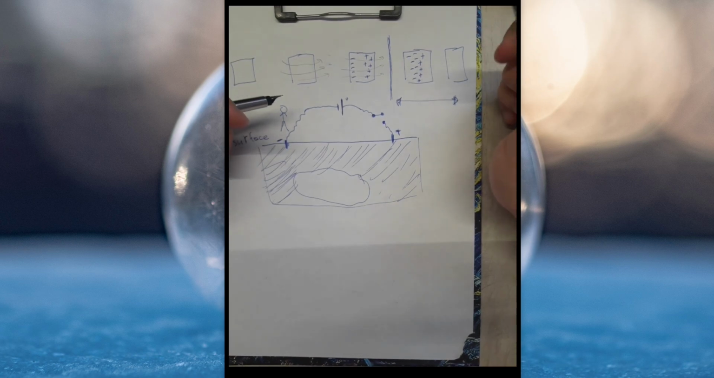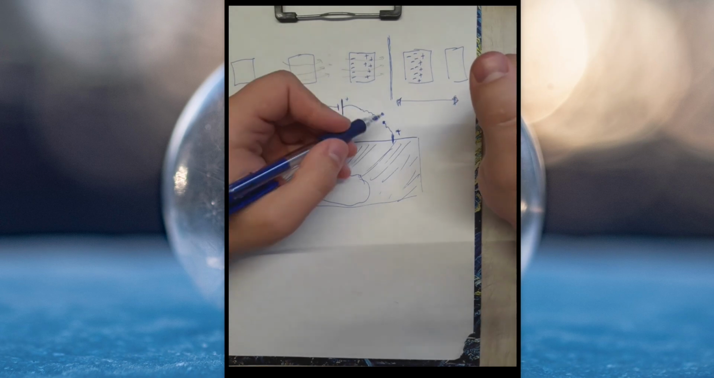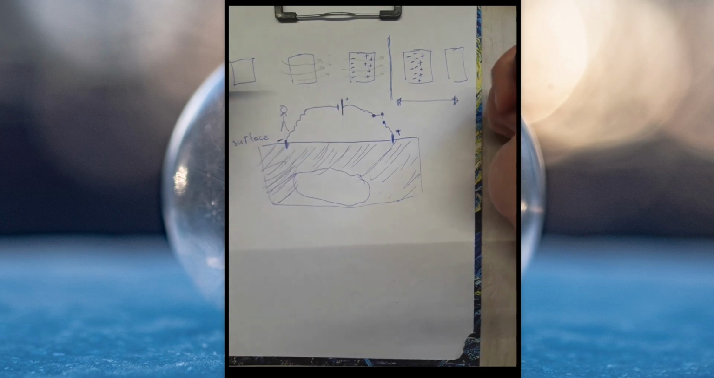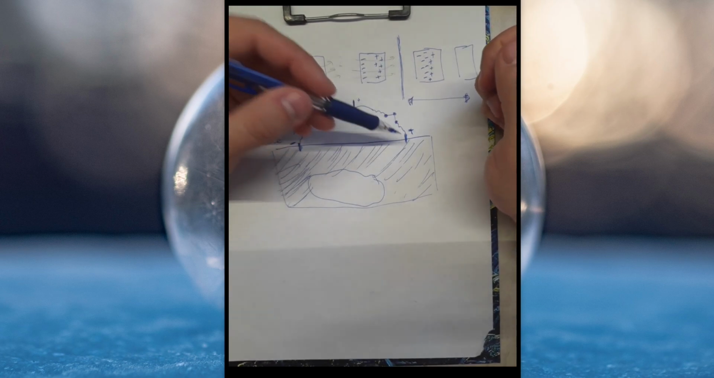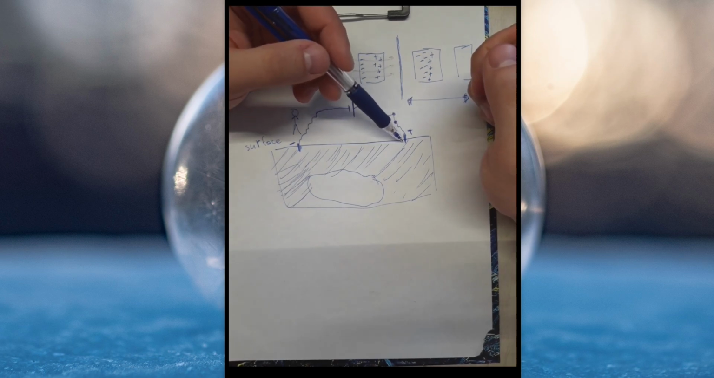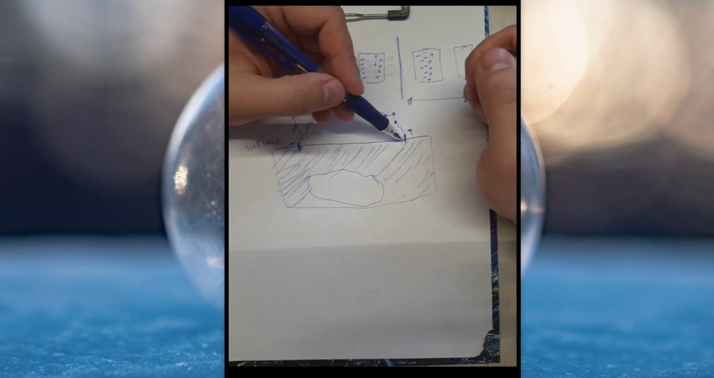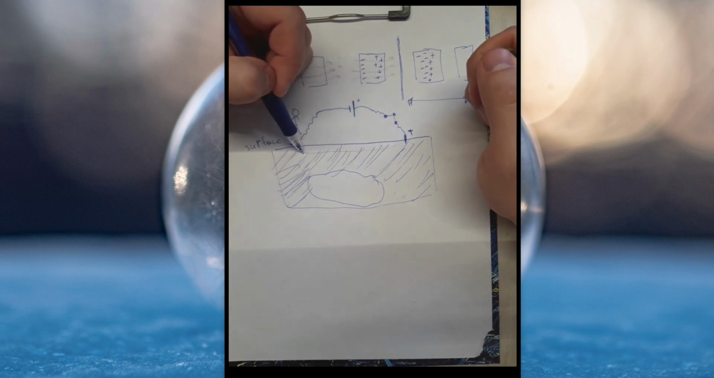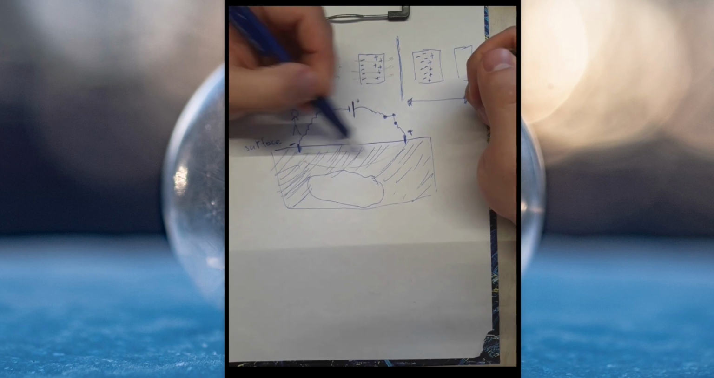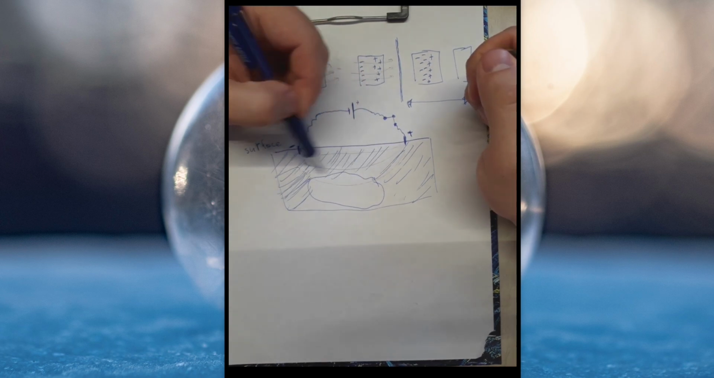Nothing happens until we close the switch. Let's close this switch. What happens then? Then an external electric field between those two electrodes is created. So the electric lines will go something like this.